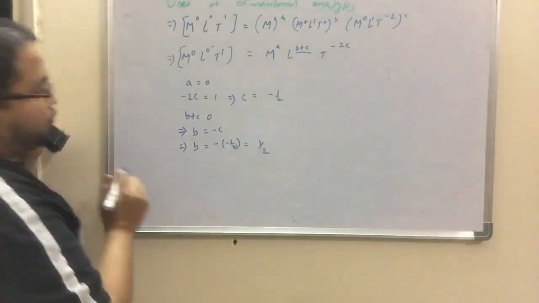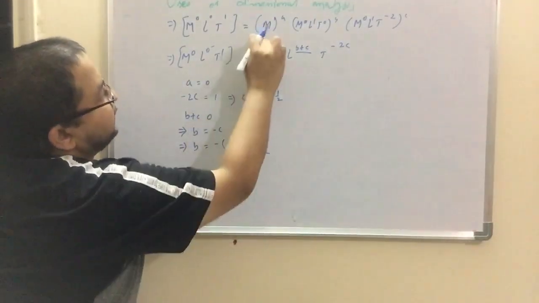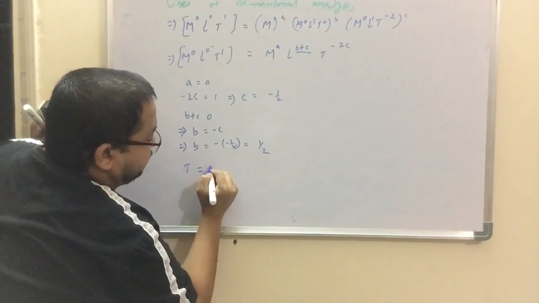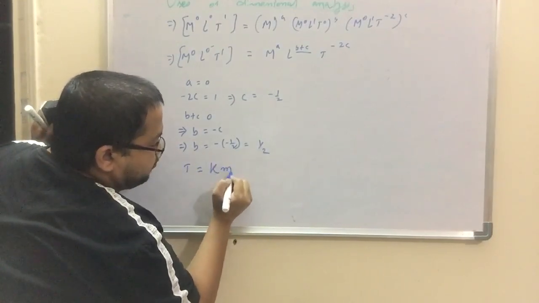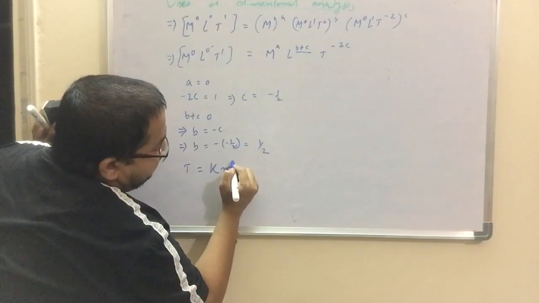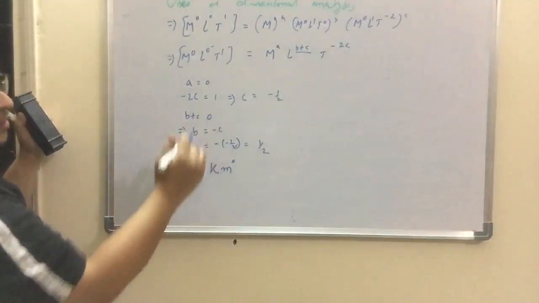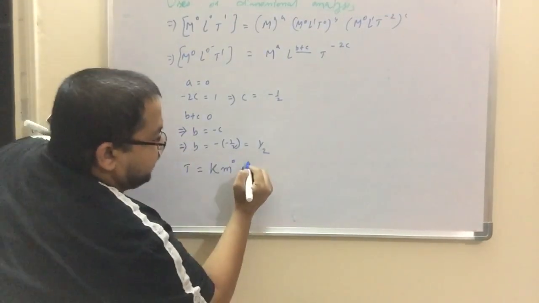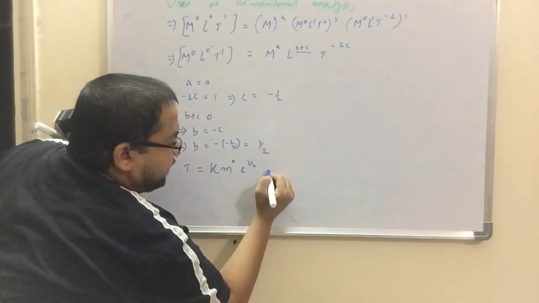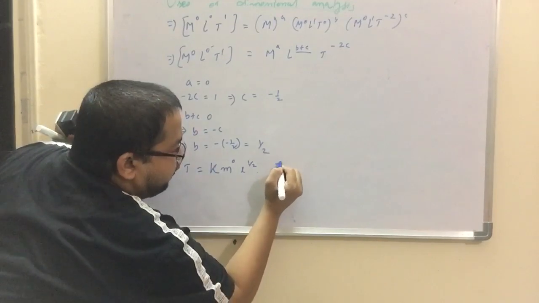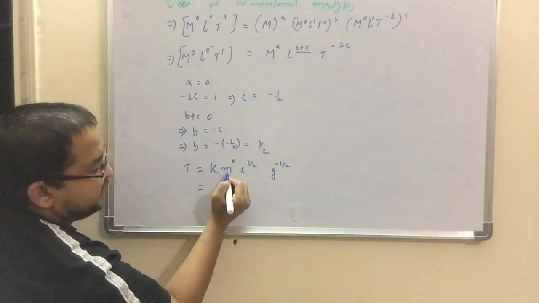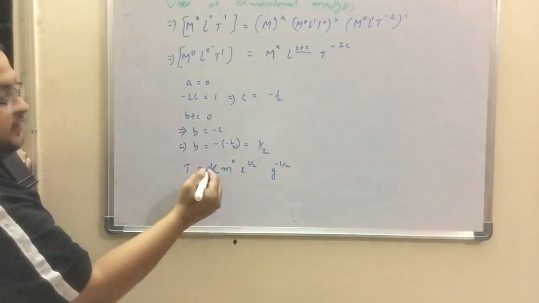So the equation that we got is T equals some constant k into mass to the power a, length to the power b, and g to the power minus half. What is the power b? It is half. Which means mass to the power 0, and anything to the power 0 is 1. And this is an important thing.